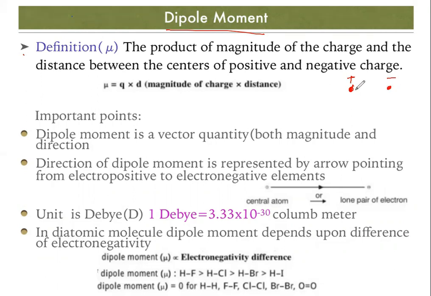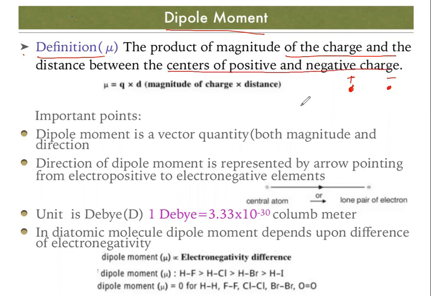If a different type of atom is there, or an electronegativity difference is there, that means the electron will shift towards the more electronegative atom. So there is a movement, a shifting of electrons, remember. Now coming to the definition: the product of the magnitude of charge and the distance between the centers of positive and negative charges. What is the meaning?